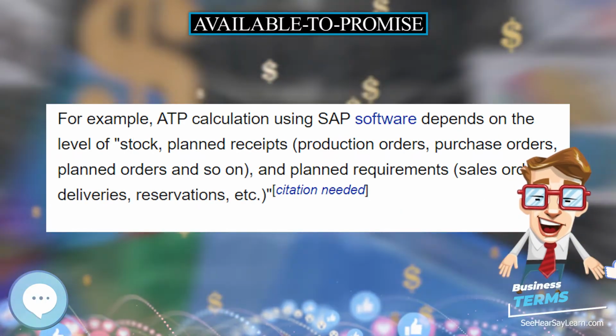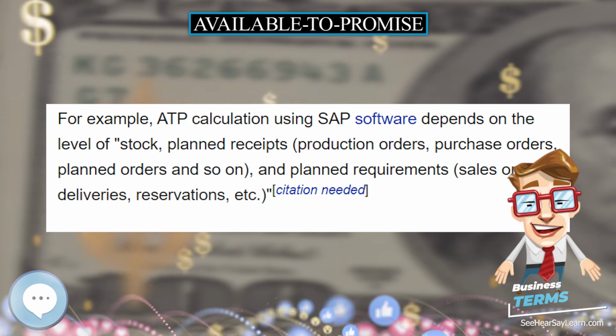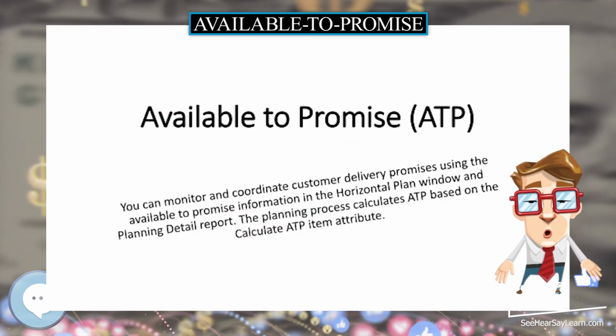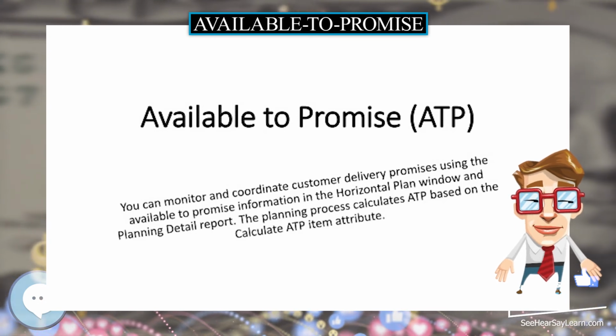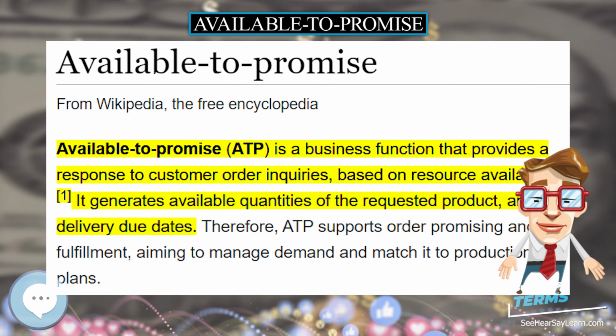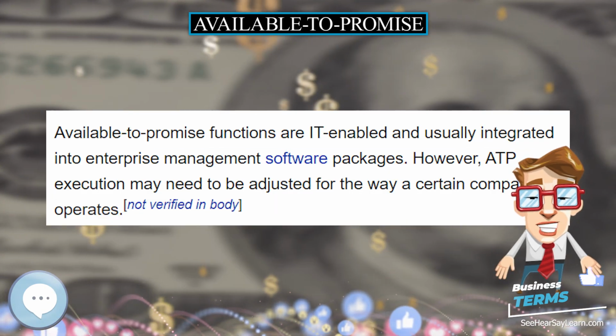For example, ATP calculation using SAP software depends on the level of stock, planned receipts, production orders, purchase orders, planned orders and so on, and planned requirements, sales orders, deliveries, reservations, etc.